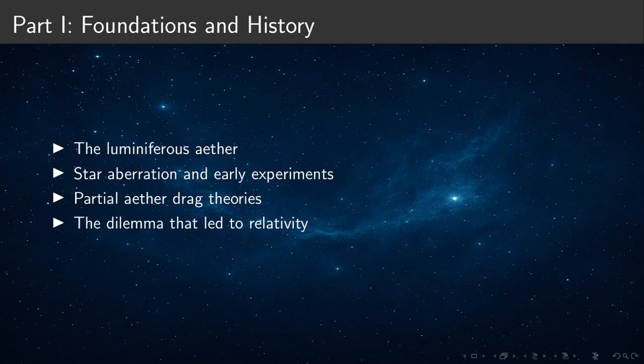Part 1, Foundations and History. The book opens with historical foundations. We look at the luminiferous ether, star aberration, early light experiments, and partial ether drag theories. This section is not about nostalgia, it's about understanding why the problem of light and space existed long before Einstein.